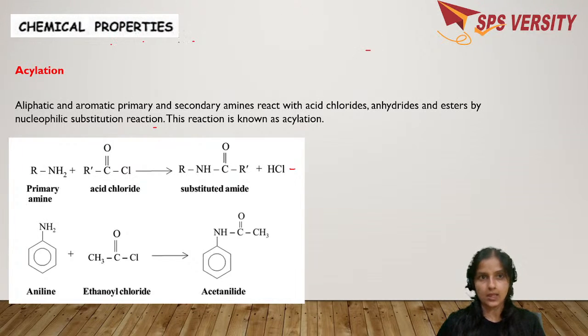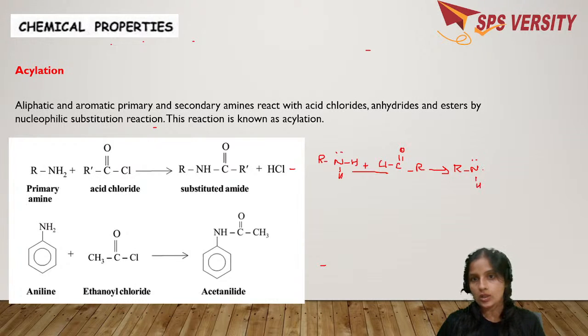See, this is a primary amine. I'm writing it over here, RNH2. That can react with ClCOR, and this is going to give you HCl being removed. So you get RNHCOR. You're going to get the amide.